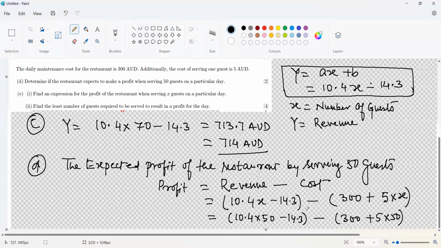So when you get this value, what is the value? The value is negative 44.3 AUD. This is the profit that you expect. So what is happening here? Do we get the profit? Negative 44.3. There is no profit registered on serving 50 guests on any particular day. Are you getting this?